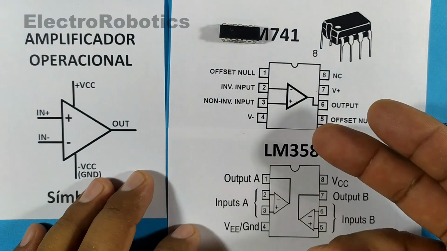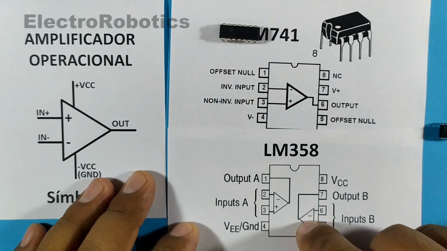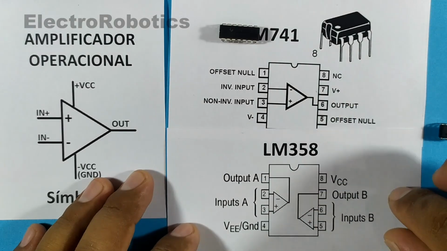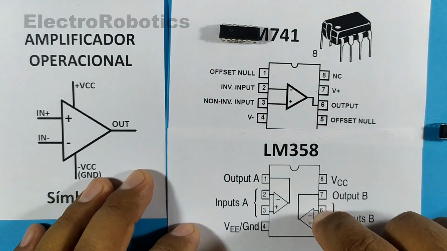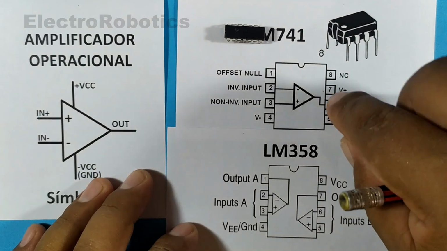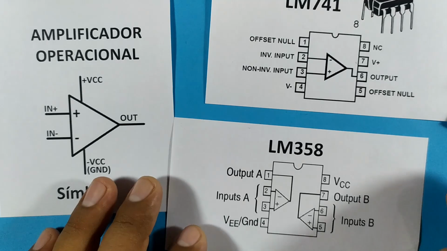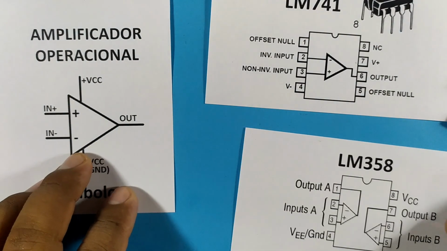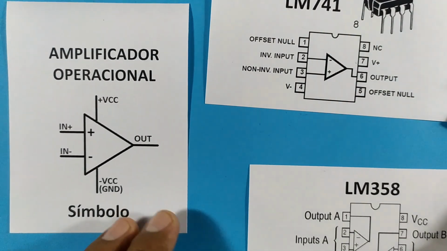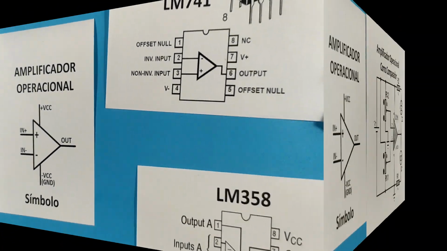Therefore, we have several operational amplifiers in different encapsulations. Now we are going to work with the 358. We are not going to use the 741 since it is quite old, so we will not use it on this occasion. Well, now let's continue explaining everything about the operational amplifier.